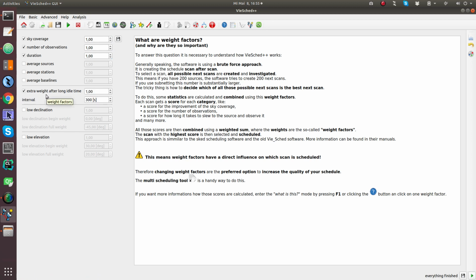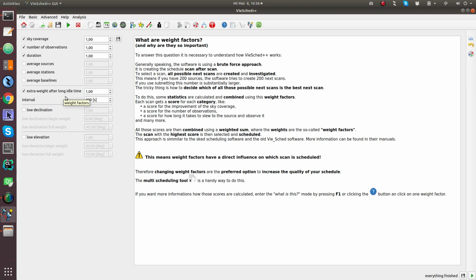This weight factor simply makes sure that a station is not idling for a long period. If a station is idling for a long period, for example for 300 seconds, then it gives scans which would be scheduled with the station a higher weight, and the weight gets higher the more idle time you have. So this simply makes sure that the station is not idling for too long, because after a certain time the score it would get in this metric would increase a lot, and then it's very likely that this is a scan which leads to the highest total score.